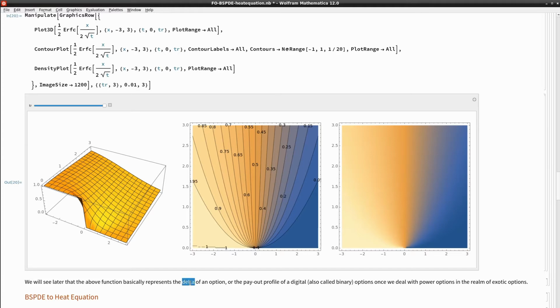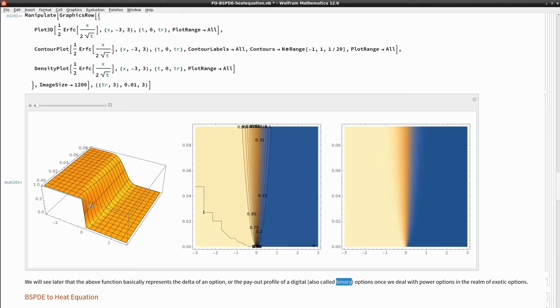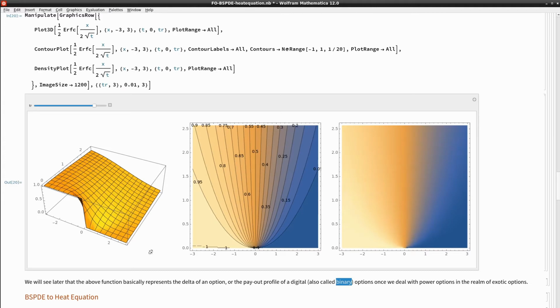This basically represents the delta of an option. We'll see this later. Or it can also be the payout profile of a digital option, also called a binary option, once we are looking at the exotic options. But here as well, we see that to one side we have 0, to the other we have 1. So we have this kind of cliff here, and it diffuses away over time. So this is the way the heat equation works. You start with an initial function and diffuse away.